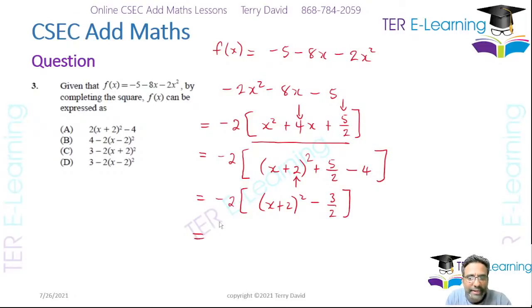Now I need to multiply everything by minus 2. So this is going to become minus 2, open brackets, x plus 2 squared, minus 2 by this is going to be plus 3. So this here is going to be plus 3. Now the answers are, as they've written it here, I can write this as 3 minus 2, open brackets, x plus 2 squared. So that gives me, which answer is that? That is C. So my answer for question 3 here is C.